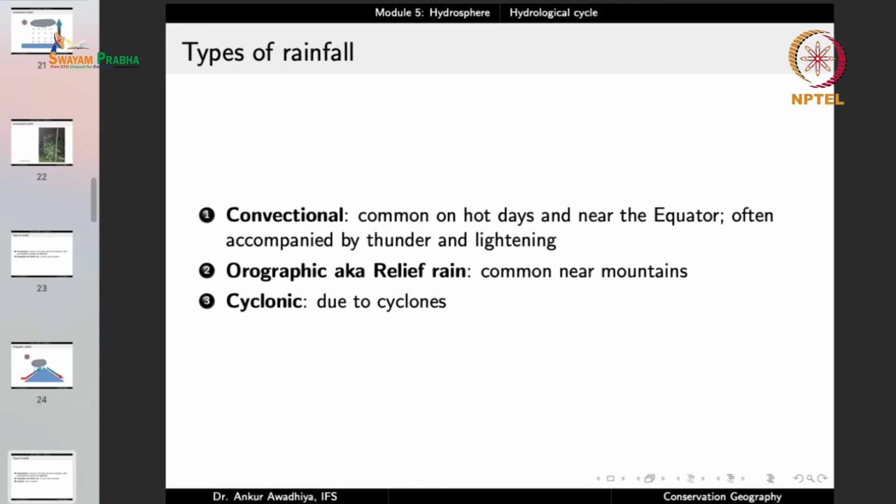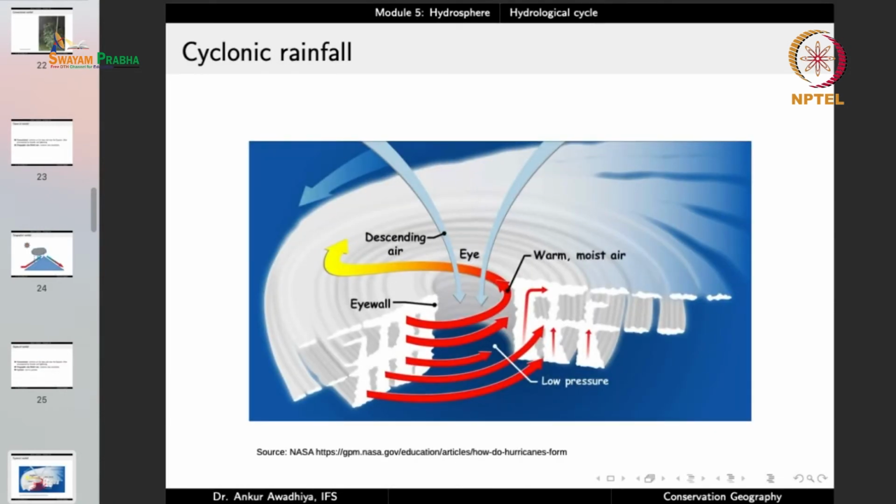Third, we also have cyclonic rainfall that occurs with the cyclones. And we had observed that in the case of cyclones, you have a very rapid movement of air towards a low pressure center, and then the air moves up. The air also rotates because of the Coriolis force, and when the air is moving up, you get a tremendous amount of rainfall. Now this rainfall is only associated with the cyclones, and so this is known as the cyclonic rainfall.